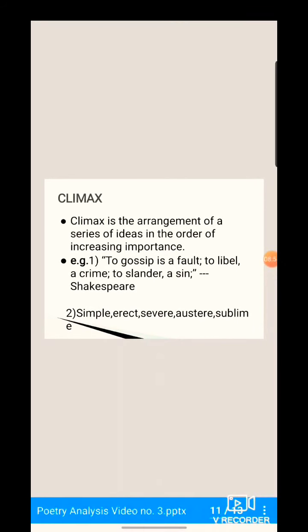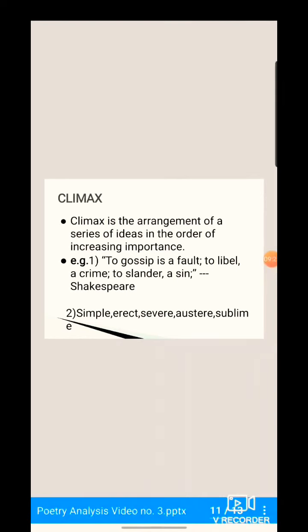Let's now see what climax is. Climax is a Greek term meaning a ladder. Climax is the arrangement of a series of ideas in order of increasing importance. It is the text leading up to an event, phrase, mood, or feeling of importance in prose or poetry.